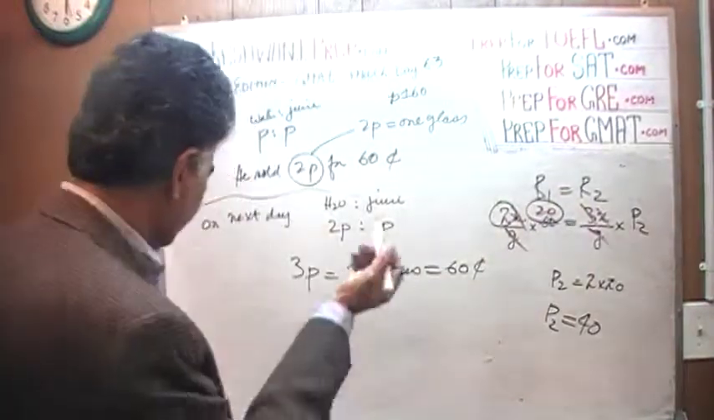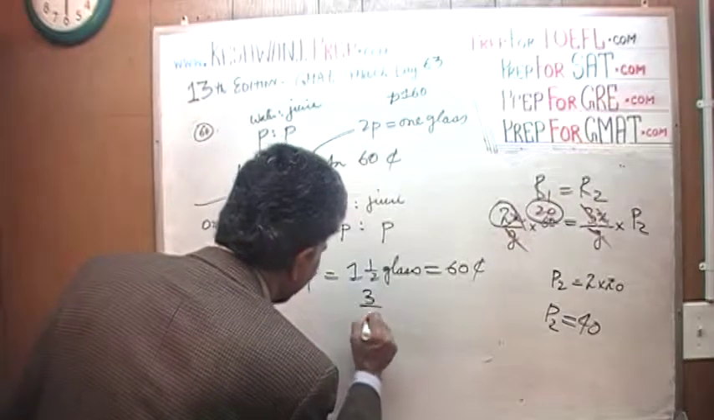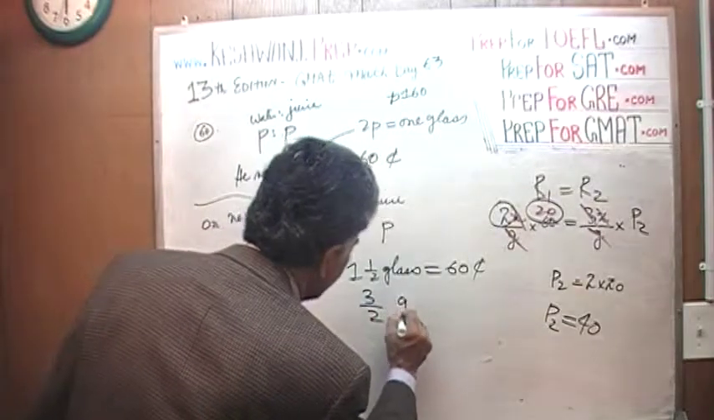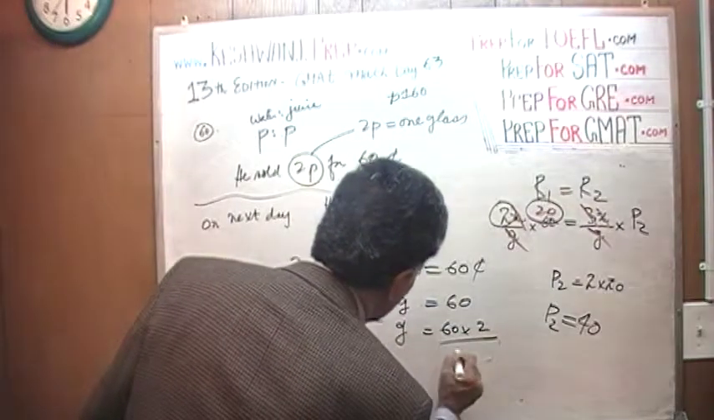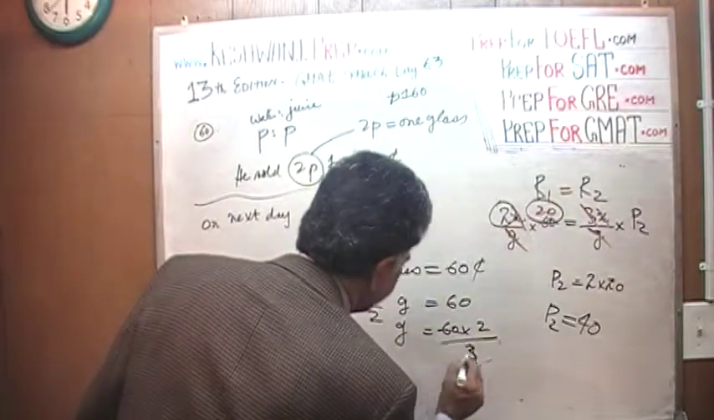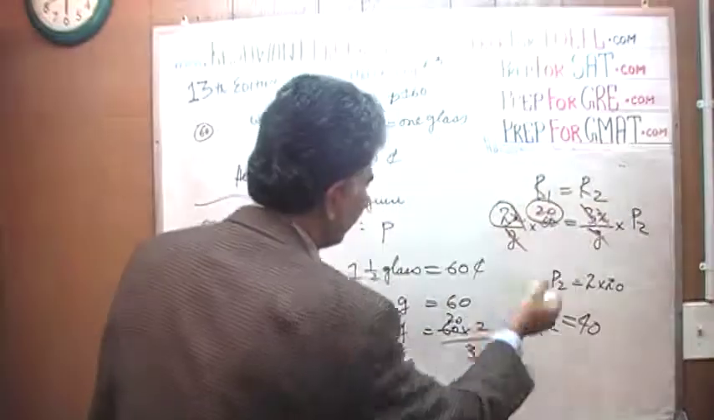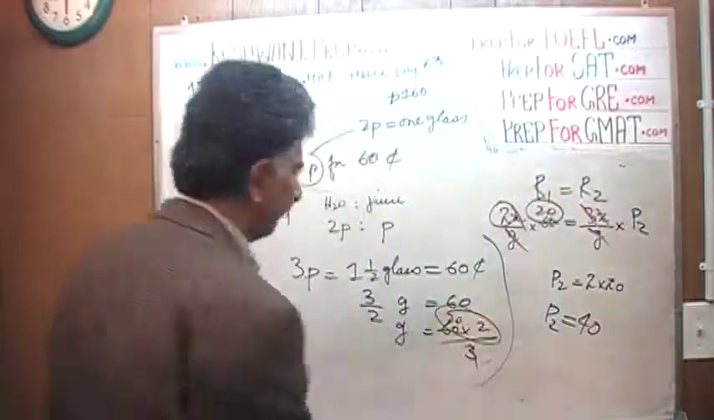And if you still insist on solving it properly, we'll solve it properly. 1.5 glass is the same as 3 over 2 g equals 60. Therefore g equals 60 times 2 over 3, divided by 3, so we get 20 times 2, same as before. That's it. It's 20 times 2.